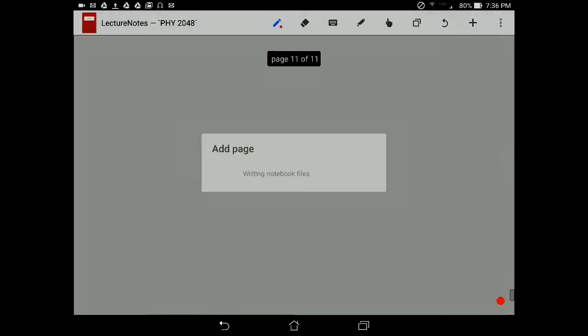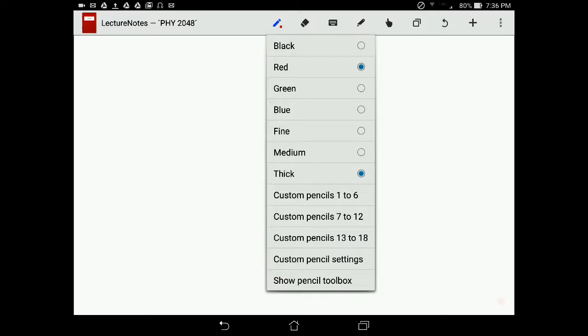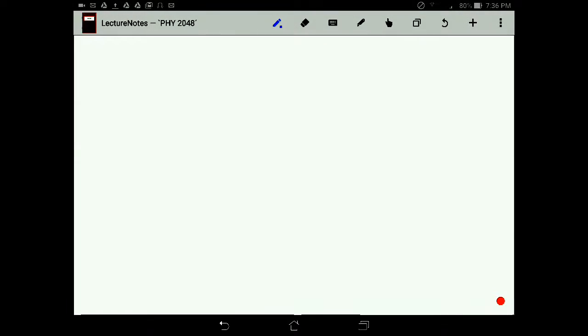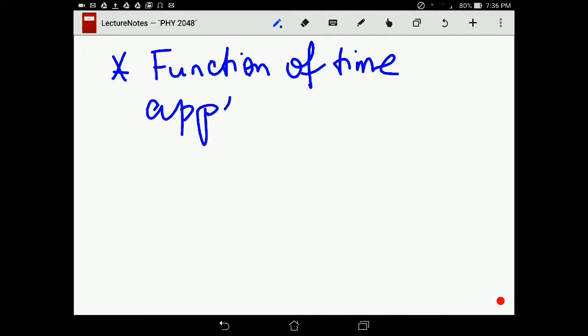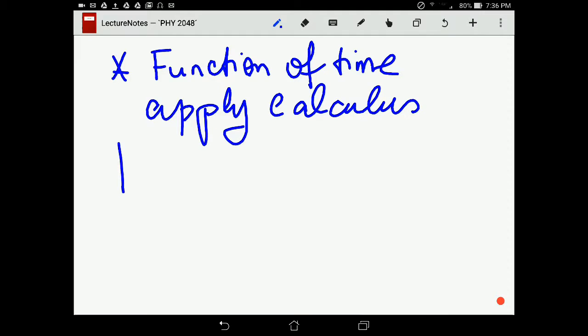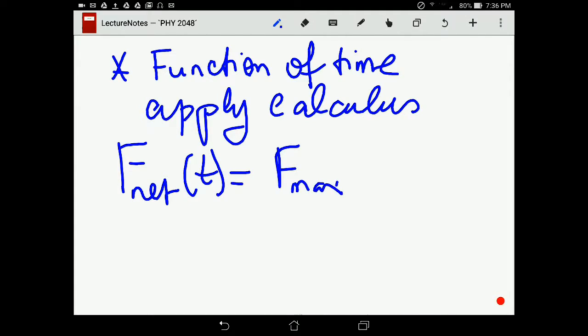The problem, of course, is that this may be complicated, so we have a couple of ways to do this. Either we know a function of time, which would be the ideal thing. If we have a function of time, then we could certainly apply calculus. For instance, I won't do the detailed calculation here, but imagine that the net force as a function of time is given by a maximum value times 1 minus e to the negative some constant times t.